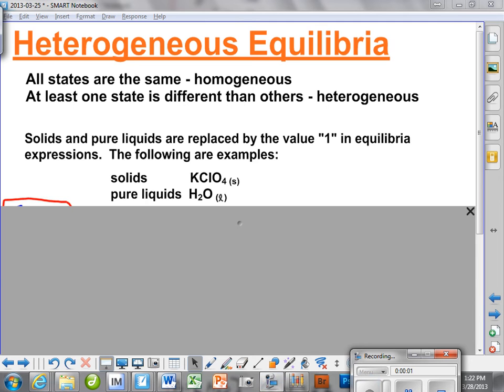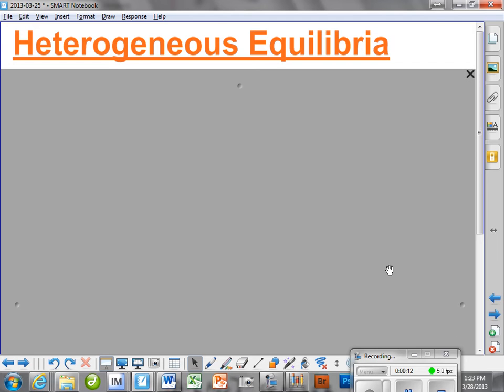Okay, this is today's lesson. Today is Thursday, and the date is March 28, 2013. And what we're doing is we're starting something new with heterogeneous equilibria.